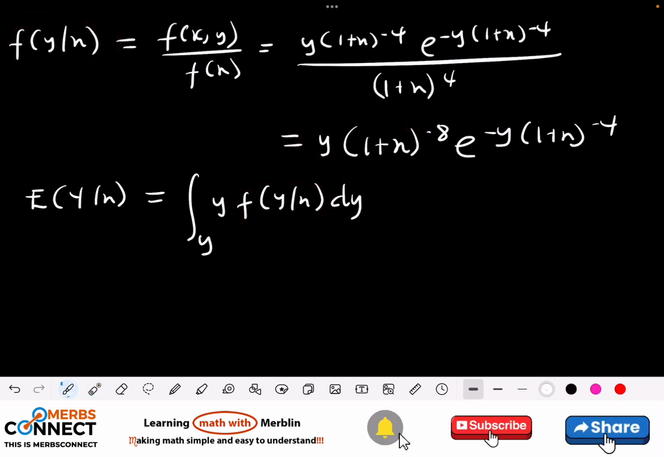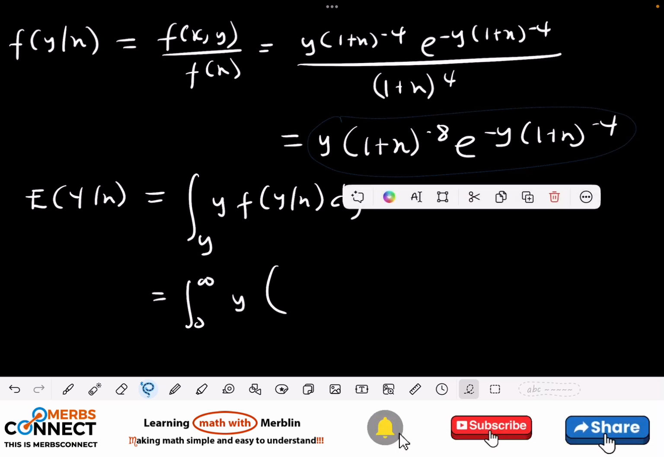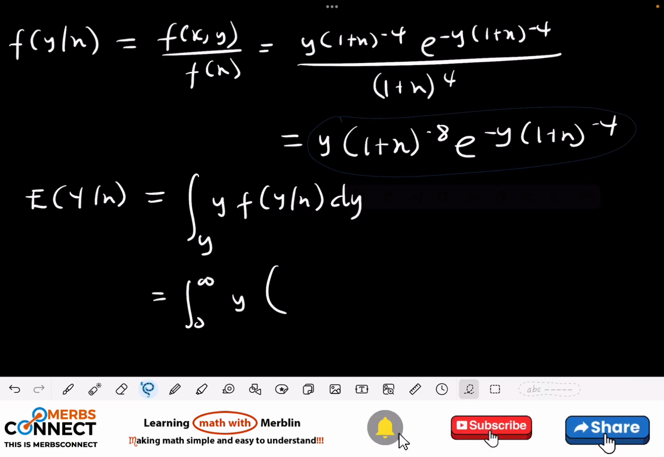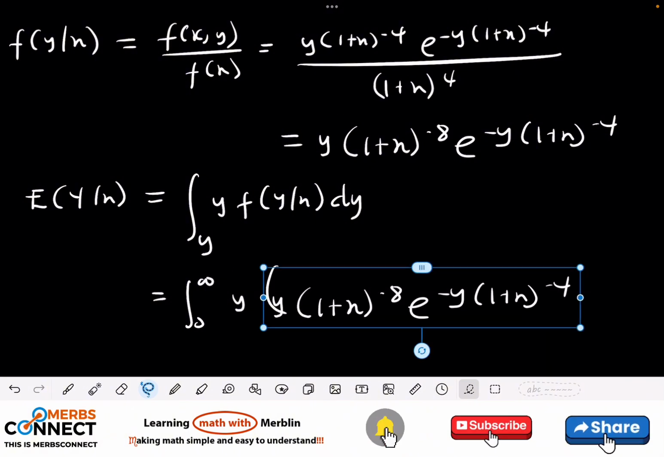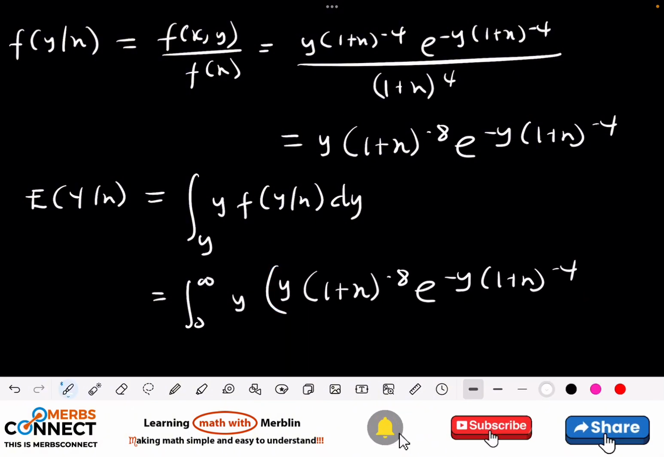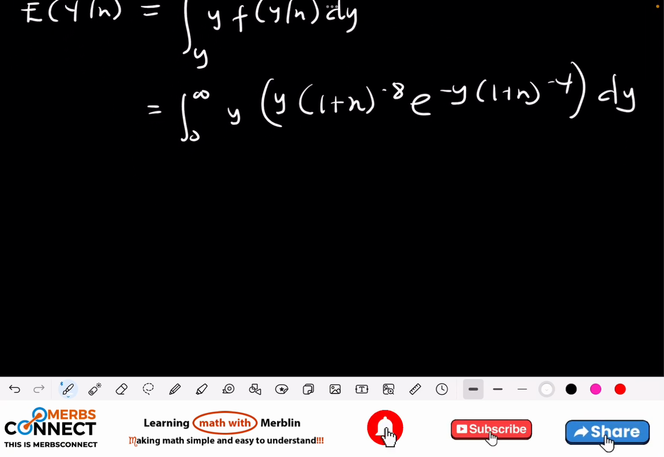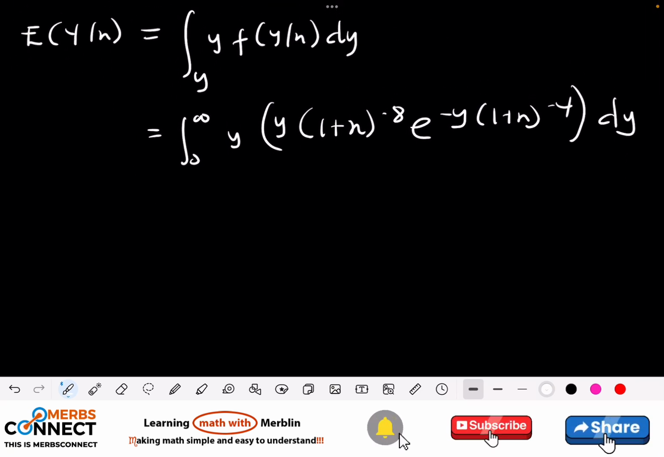So don't forget the interval for y is from 0 to infinity. So y times everything here. I'm going to write everything here so I can copy and paste. Good. Times everything here, and I'm going to integrate with respect to y. So that's what I'm going to have. So this is the last step that we are going to go through. If we're able to figure out, the final answer will be the conditional expectation, right? That is y on x.